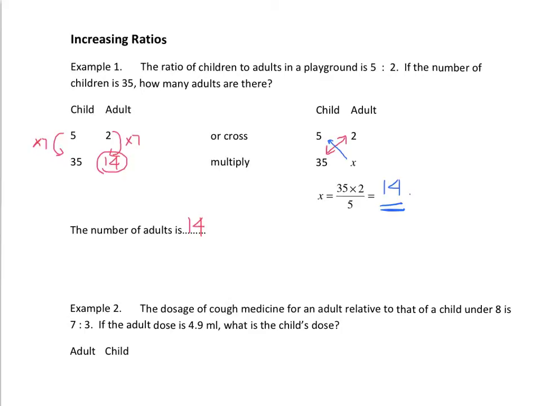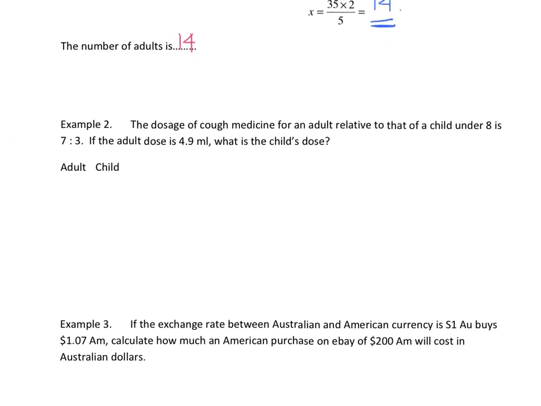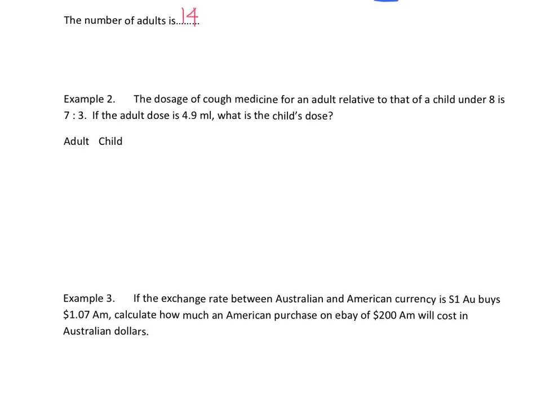It's just the second method, which I call cross multiplication, will give you an answer if your numbers happen to be very unfriendly and difficult to deal with. Our second example, similar sort of thing. The dosage of cough medicine for an adult relative to that of a child under 8 is 7:3. If the adult dose is 4.9 millilitres, what is the child's dose?